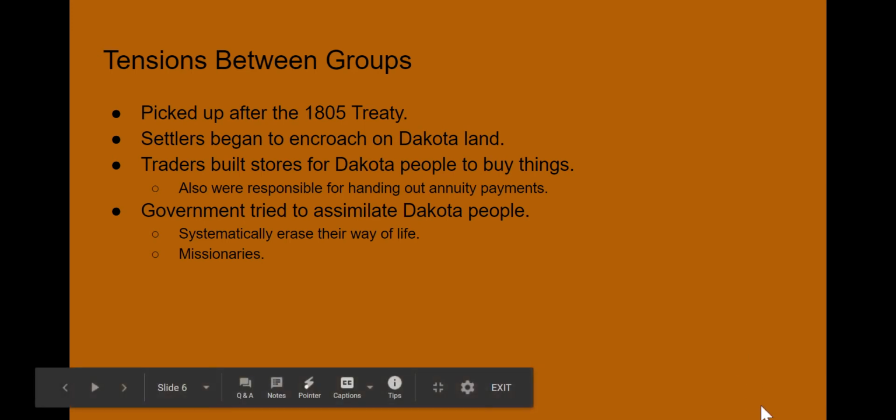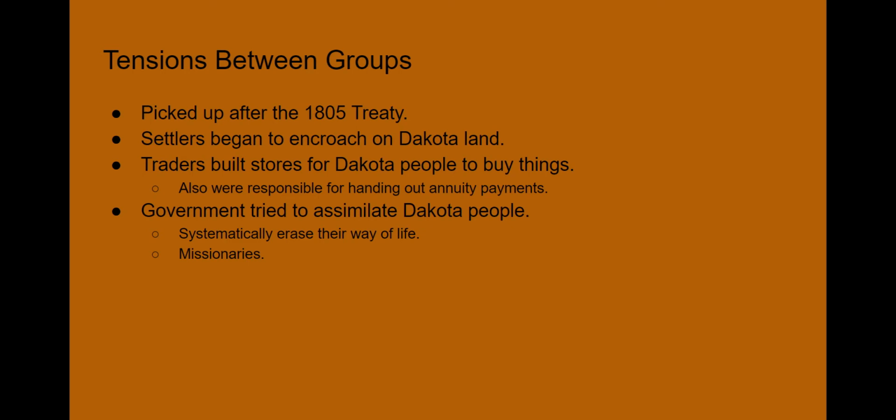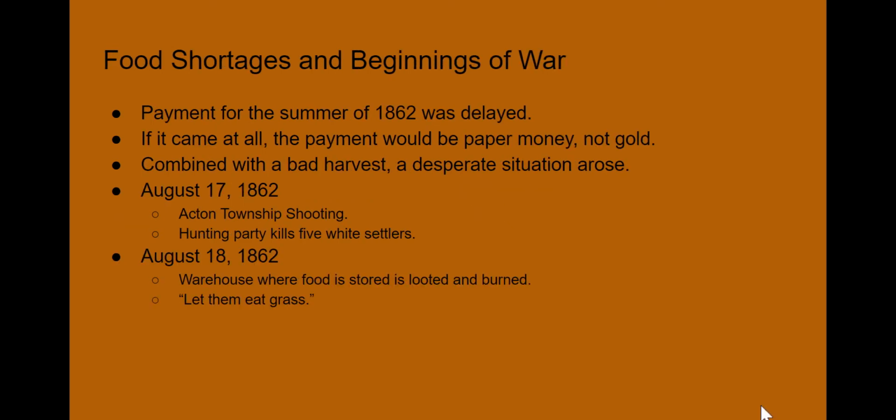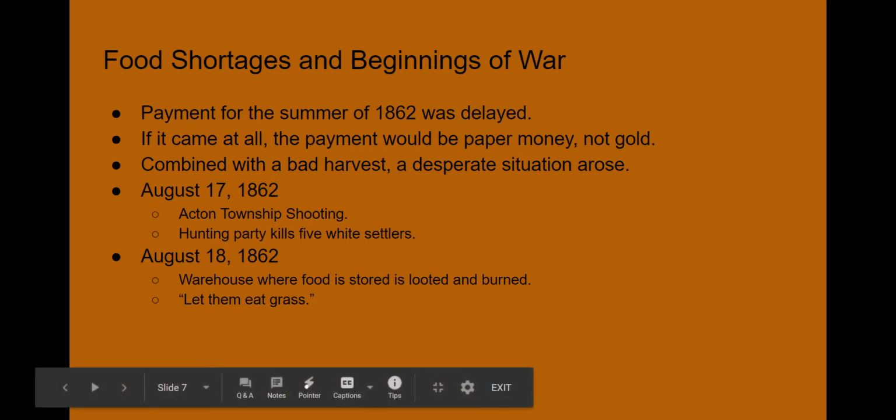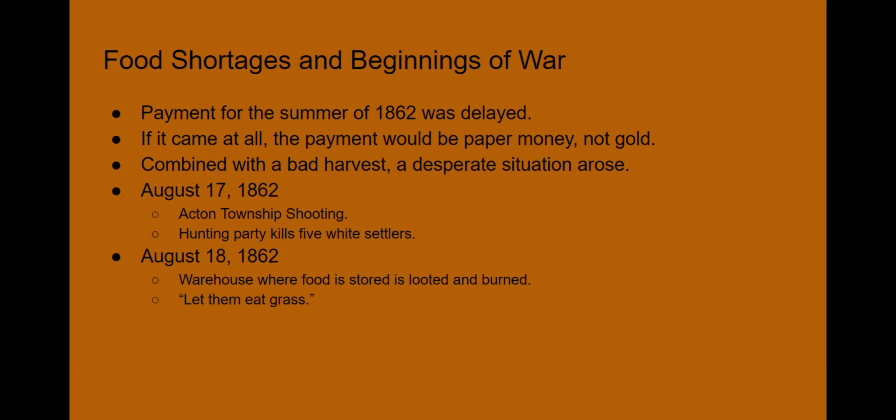So those tensions combined with food shortages, as previously mentioned, the payment for the summer of 1862 was delayed. And because the Civil War was going on at this time, this is August 1862 we're talking about right now, the Civil War had been going for over a year at this point. There was talk that the payment might not even come, and if it came, the payment would be paper money rather than gold.